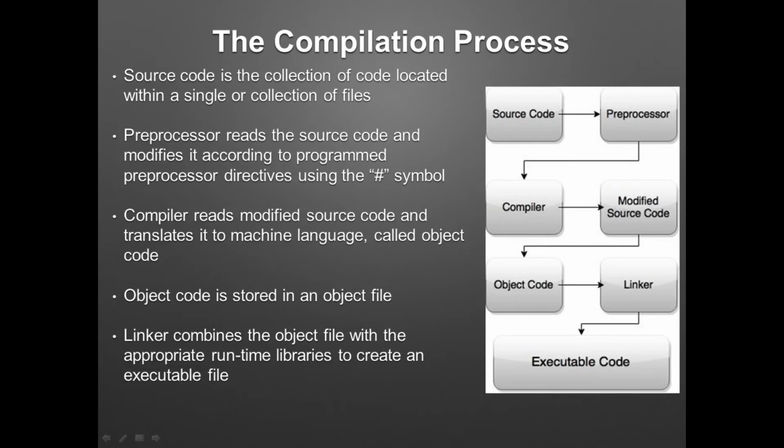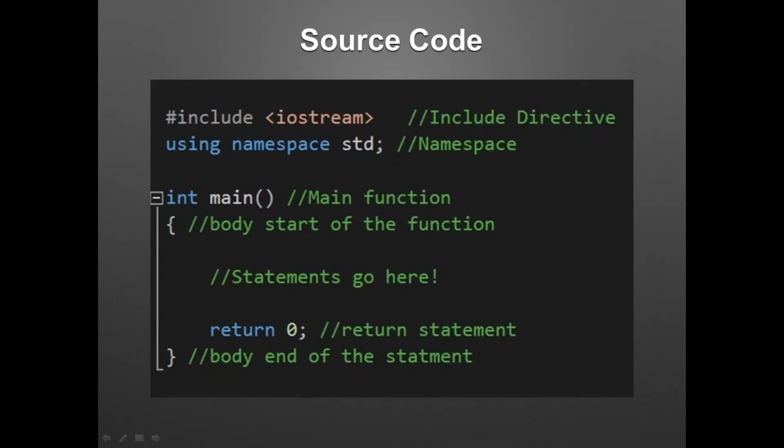The linker combines the object file with the appropriate runtime libraries to create an executable file. That's the final product that we end up with, and that's the thing that will contain the machine level language. Let's look at this a little bit in depth. Up here we have the include directive, which has a hash symbol. This up here is your preprocessor.